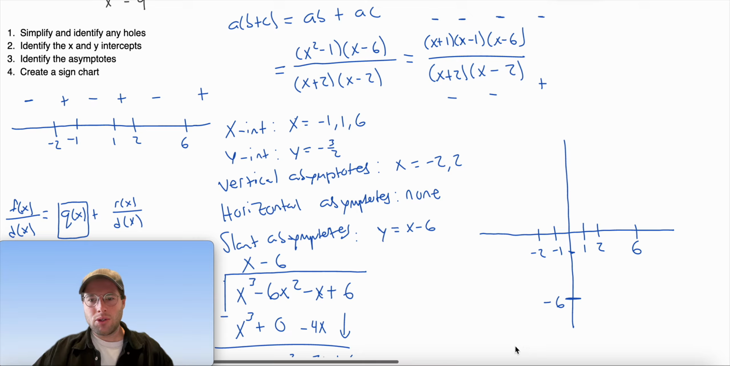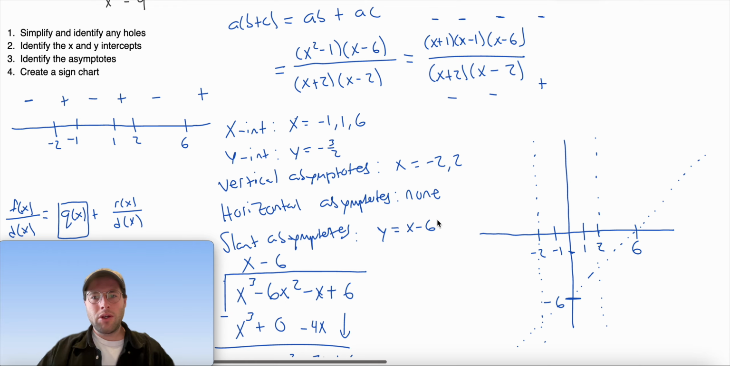So the slant asymptote, which is y equals x minus 6, has that y-intercept at negative 6 and a slope of 1. So that's going to end up looking something like so. And then we have our vertical asymptotes at negative 2 and 2. So that will be something like this. And let's see here. So we have all of our vertical asymptotes, slant asymptotes, no horizontal asymptotes. And now using our sign chart here, we can begin filling in some of this graph.